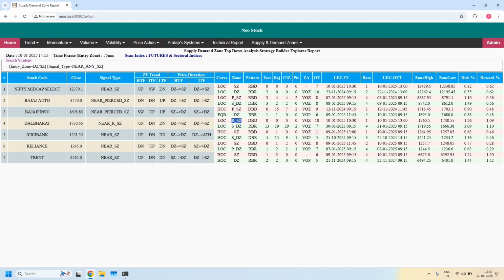Dalmia Bharat is having a high liquidity supply zone, but its demand zone is pierced twice. That's it. We have only 1 stock from this list. From a pierced zones point of view, you can look into this demand zone because this is a high liquidity zone.